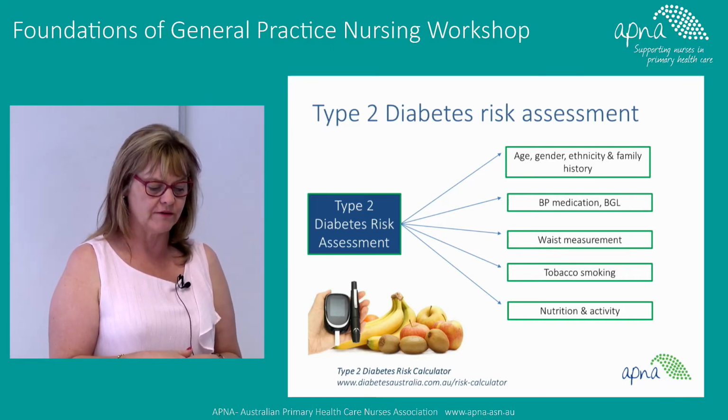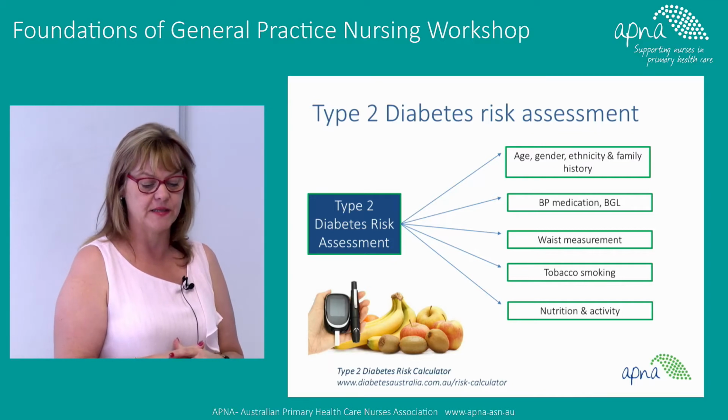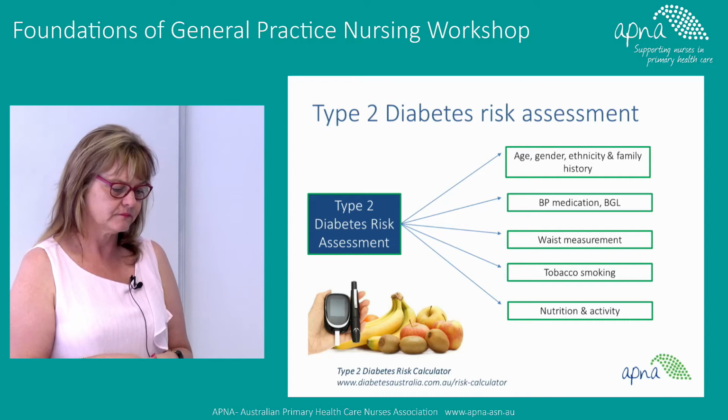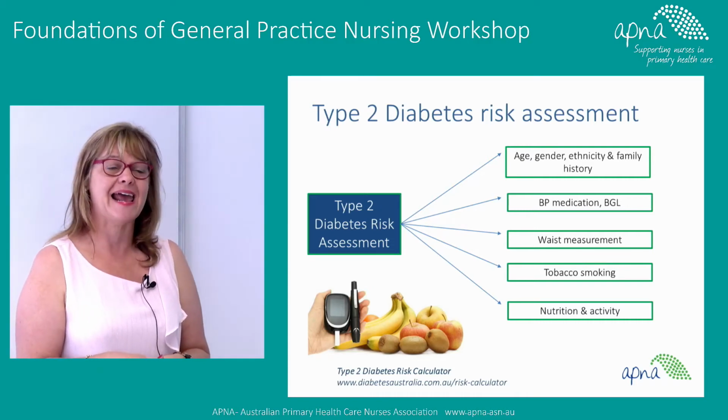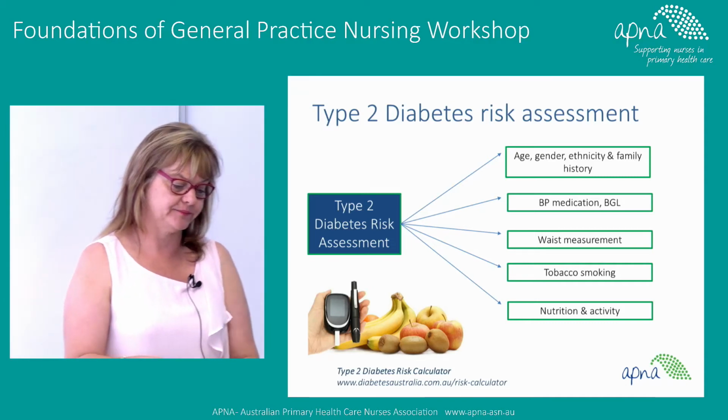hour. You can do it for Indigenous patients from the age of 15 to 54. There's another item number, and it's always billed as item 715. They should have a plan of what's going to happen next when you do that diabetes risk assessment.